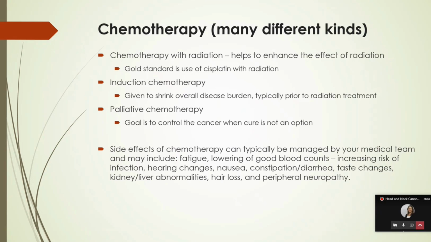There's induction chemotherapy, so if patients need to get chemotherapy right away to shrink down their cancer, they can have induction chemotherapy. Again, that's given to shrink down the overall disease burden, typically prior to a patient starting a radiation regimen, and that might be radiation with chemotherapy again. And then we often use palliative chemotherapy, where the goal of that treatment is to control the cancer when a cure would not be an option. And there are many different types of chemotherapies that we use.